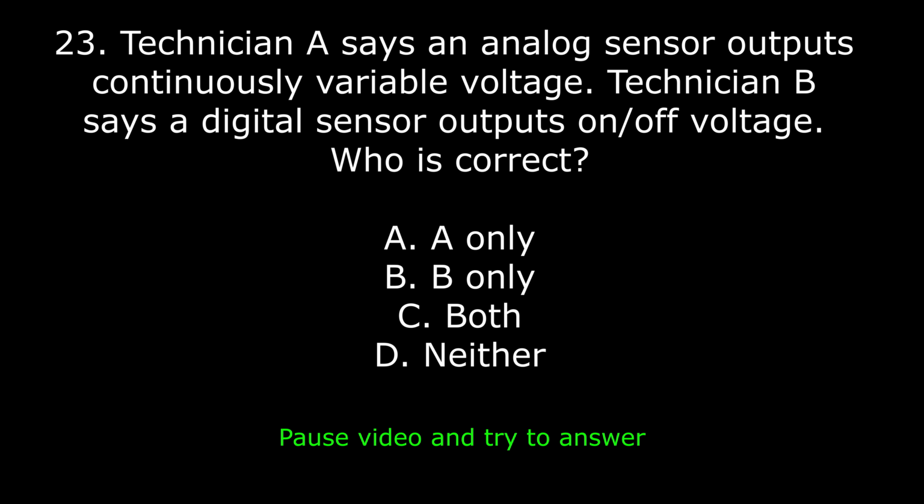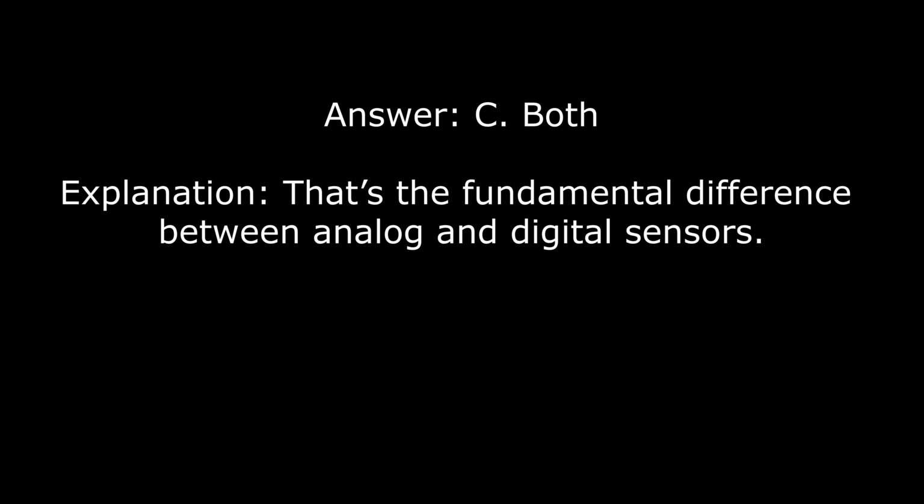23. Technician A says an analog sensor outputs continuously variable voltage. Technician B says a digital sensor outputs on-off voltage. Who is correct? A. Only A. B. Only B. C. Both. D. Neither. Answer: C. Both. Explanation: that's the fundamental difference between analog and digital sensors.